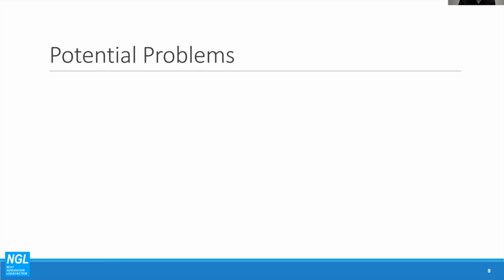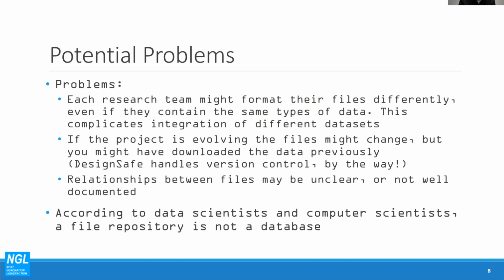There are some potential problems with this method of file repository. I'm guessing many of you have probably encountered some of these problems in your own research if you've tried using other people's data products. So first, each research team might format their files differently. In fact, they're almost certainly going to format them differently, right? People who organize data into CSV or Excel files or something like that are going to decide to use different headers, put the data in a different structure.